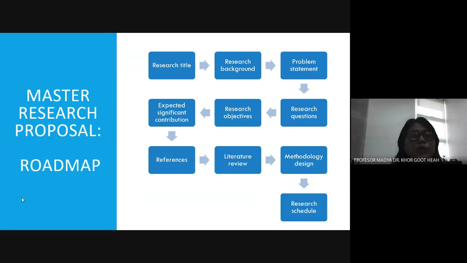Okay, in this slide I will show you the roadmap of the master research proposal. First, we start off with the research title. The research title is very important. It's a main part of the research. Then we go to the research background, the problem statements, research activity, aim or purpose, the research objective, the significance of the study, clinical significance, the expected significant contribution to society, the references that students will use in their research, literature review, methodology or research design, and the schedule for the research. So now let me explain each research plan one by one in detail.